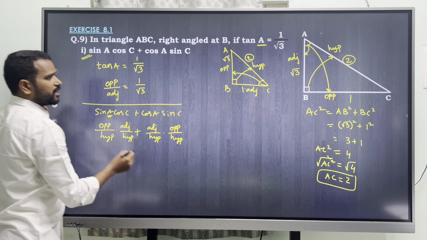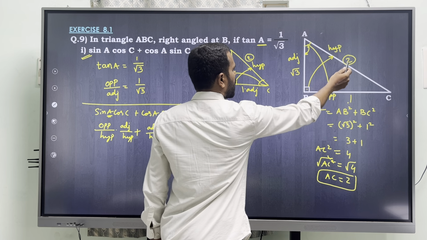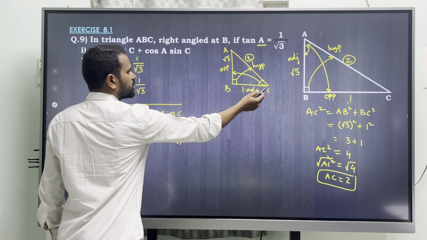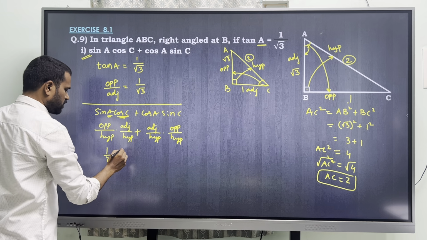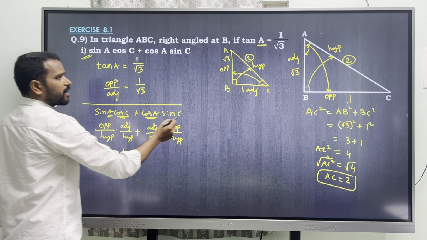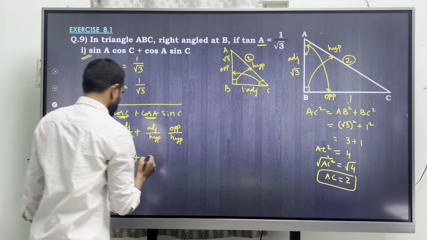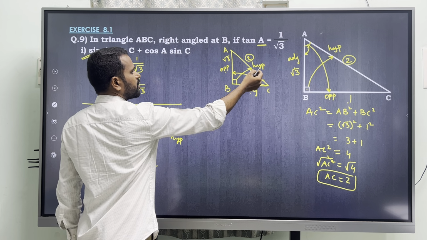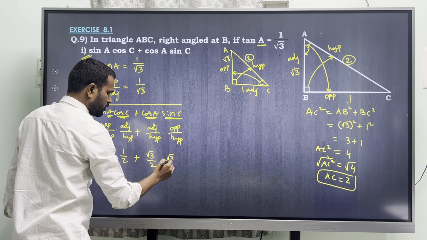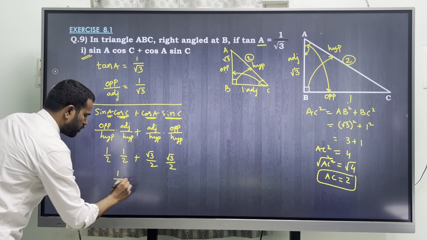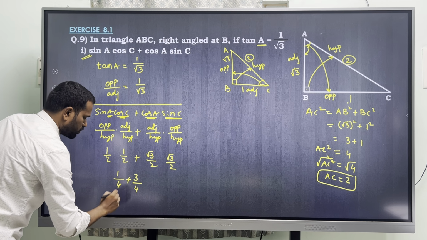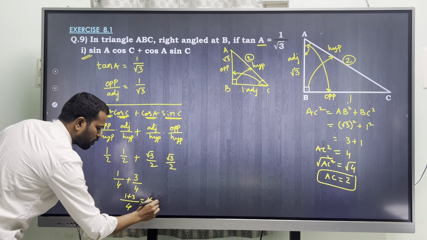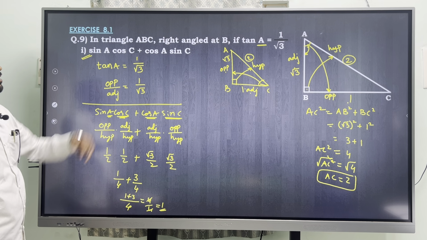Sine of angle A is opposite by hypotenuse, 1 by 2, times cos of angle C, adjacent upon hypotenuse, also 1 by 2, plus cos of angle A, adjacent upon hypotenuse, root 3 by 2, times sine of angle C, opposite upon hypotenuse, root 3 by 2. 1 into 1 is 1, 2 twos are 4, plus root 3 into root 3 is 3 upon 4. The denominator is the same, so add the numerators: 1 plus 3 is 4 by 4, which is 1. The value is 1.